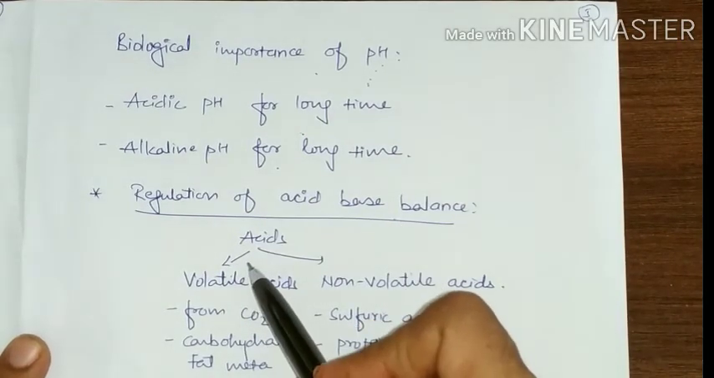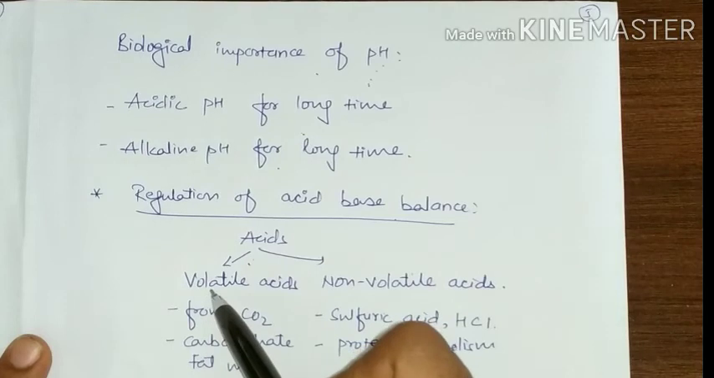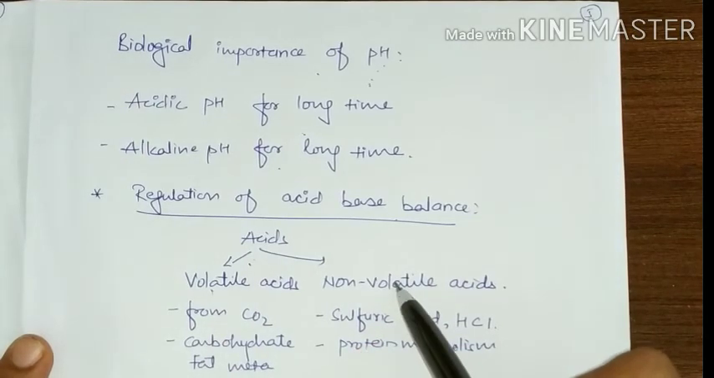Now, how is the acid-base balance regulated in our body? In our body, two varieties of acids are produced. One is volatile acid and second is non-volatile acids.